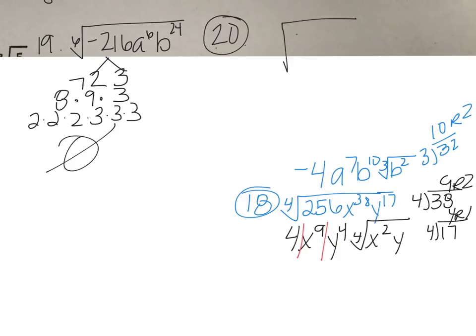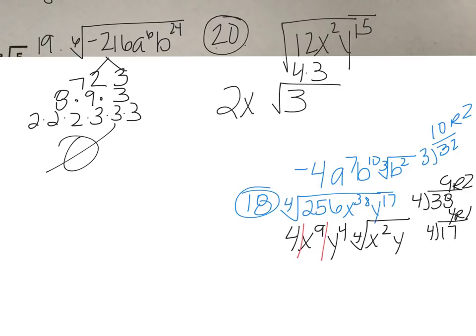And number 20, square root of 12, x squared, y to the 15th. So 12 is 4 times 3. That's 2. Keep this 3 under the square root. The square root of x squared is x. The square root of y to the 15th. 15 divided by 2 is 7. So y to the 7th. Remainder 1. 1y stays underneath.